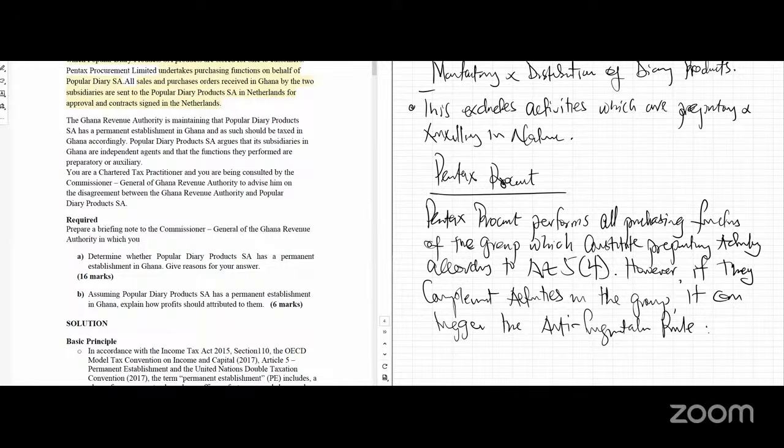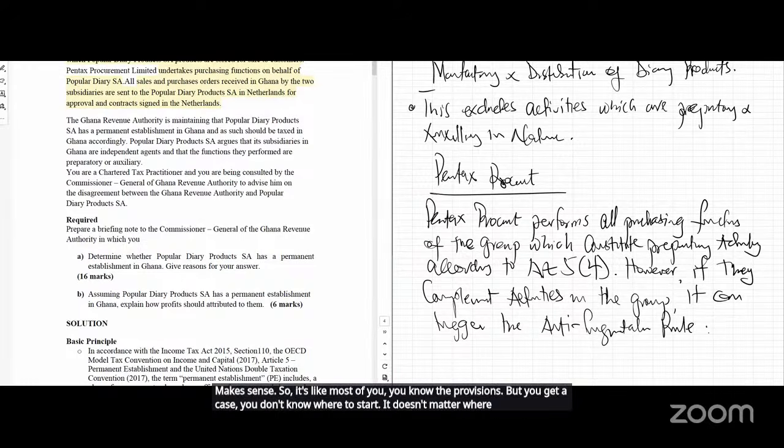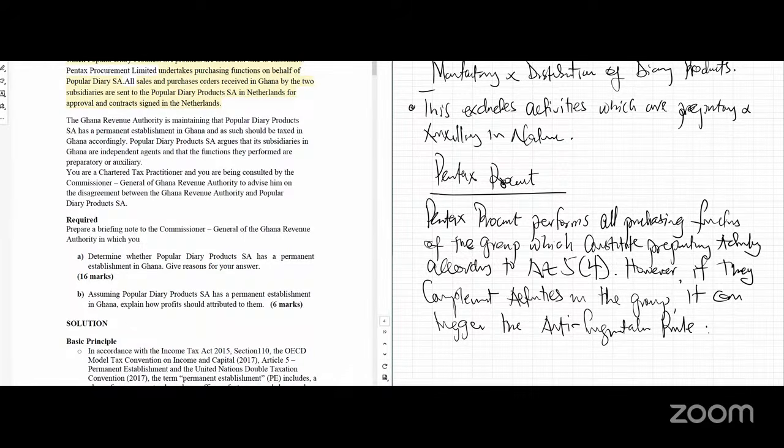Makes sense. So it's like most of you know the provisions, but you get a case and you don't know where to start. It doesn't matter where you start. Anything you identify, underline. Did you get the whole idea? Are you learning the style?